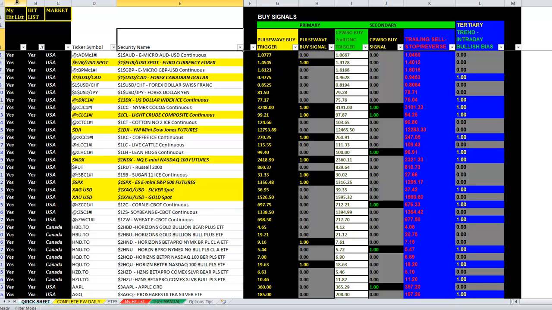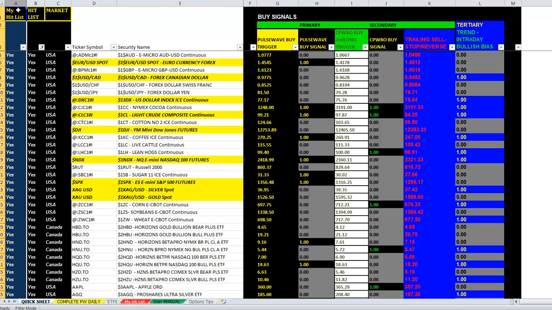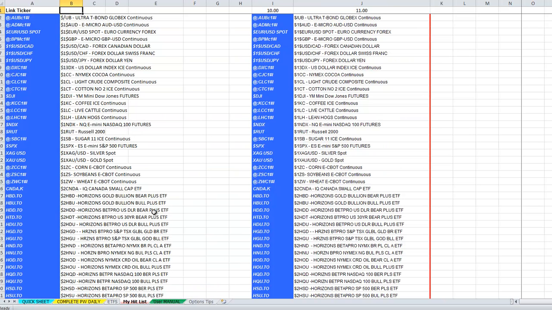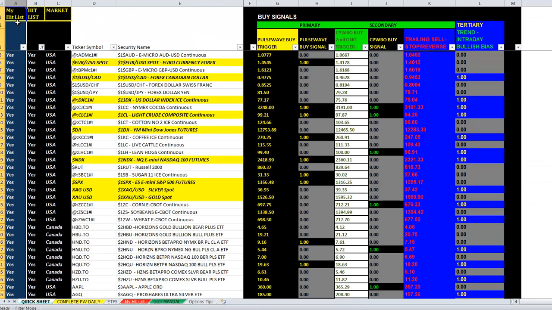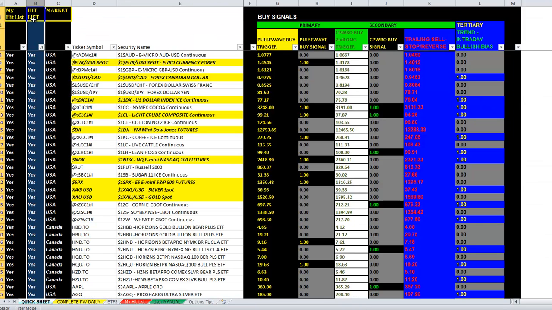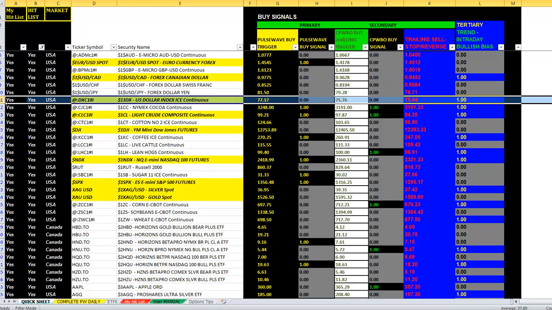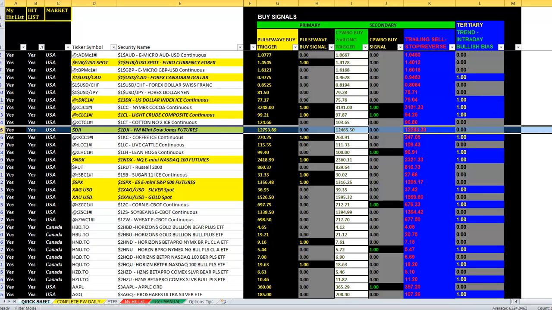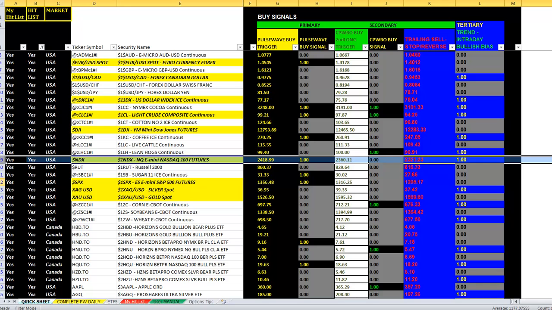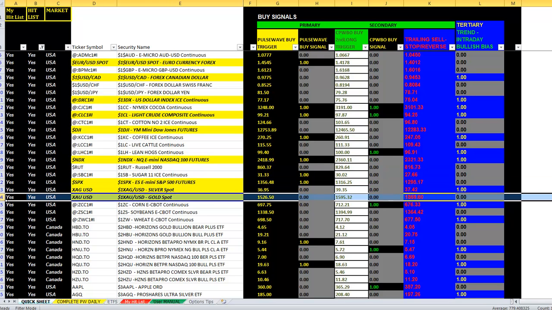And over here to the left, the my hit list is for you. That's where you can add, under the my list tab, the securities that you want to watch. The hit list tab is my tab. Those are the securities that I watch and trade on a daily basis. The ones that are highlighted in yellow are my main core that I trade every day. You'll see that I trade the euro, Canadian dollar, US dollar index, crude oil, Dow futures, NASDAQ futures, S&P futures, silver, and gold futures.